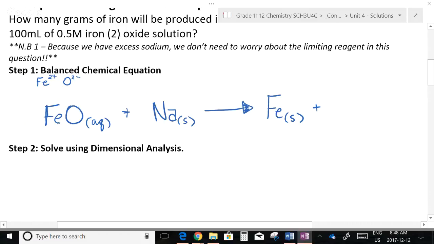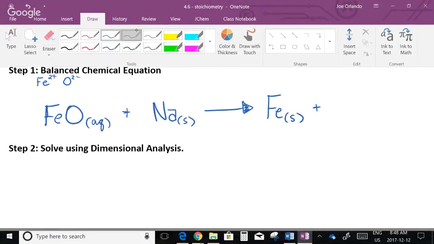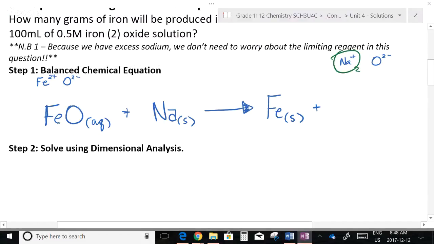And what will the other compound be? Good. And how do you know that? Because Na has a 1+ charge and oxygen has a 2-. Good. And so for that to be charge balanced, we have to double up on this guy, right? So we end up with Na2O. And you can look it up if you want. I'm confident that is soluble, so that'll be aqueous. And to balance this, I have to put 2 in front of the solid sodium.